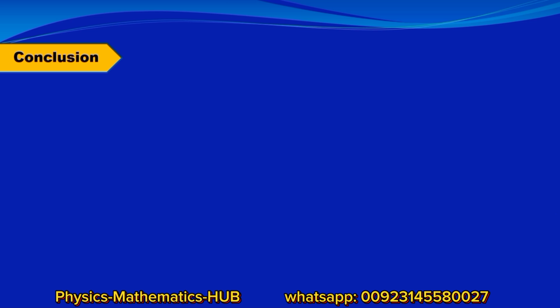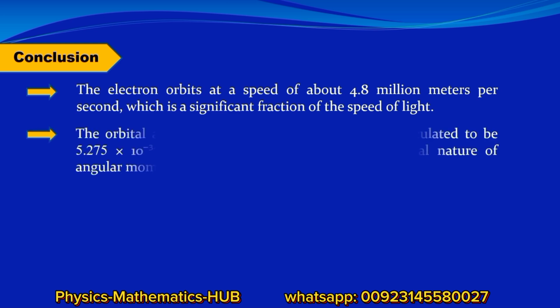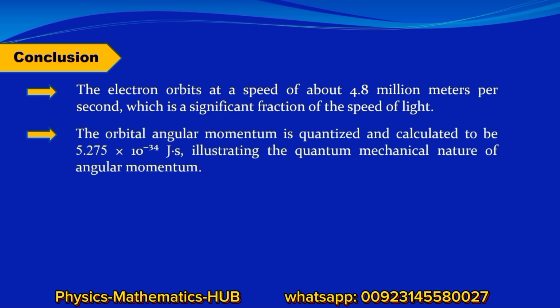In this video, we calculated the properties of a tenfold ionized sodium ion in its fourth excited state. The electron orbits at a speed of about 4.8 million meters per second, which is a significant fraction of the speed of light. The orbital angular momentum is quantized and calculated to be 5.275 multiplied by 10 to the power minus 34 joule second, illustrating the quantum mechanical nature of angular momentum.